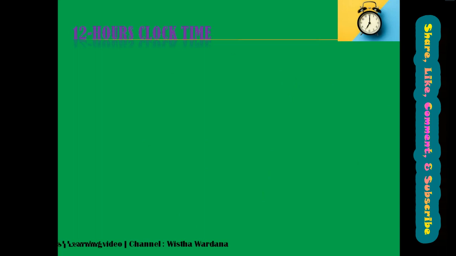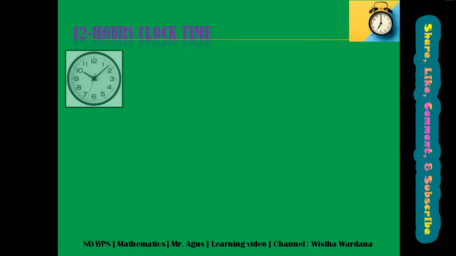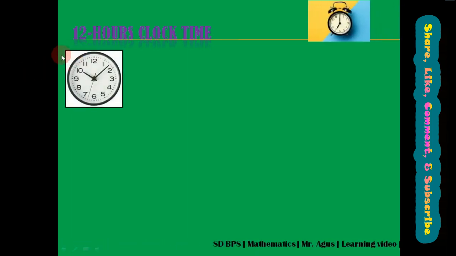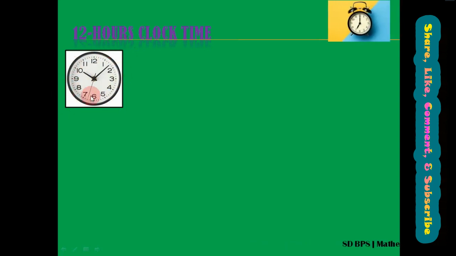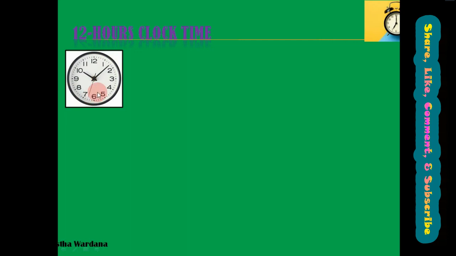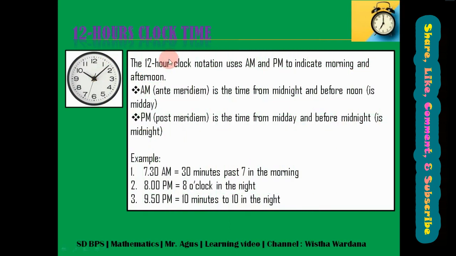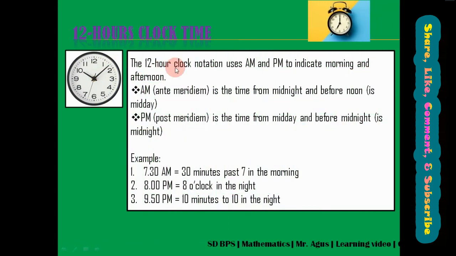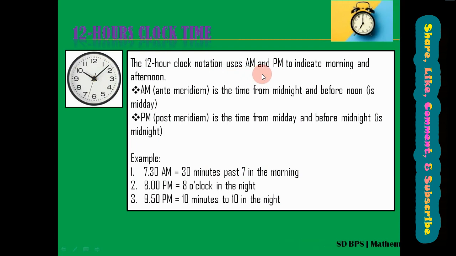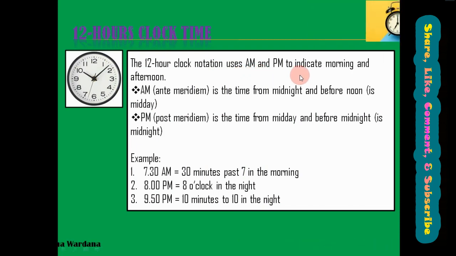Okay, like I told you before, there are 2 ways to tell the time. The first one is 12-hour clock time and the second one is 24-hour clock time. You will get this topic again in grade 4. Okay, this is about the feature of the analog clock. In an analog clock, we use 12-hour clock time. And the 12-hour clock time notation uses AM or PM to indicate the morning and the afternoon.